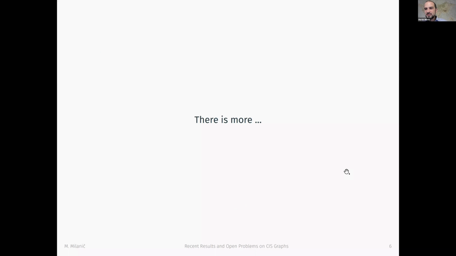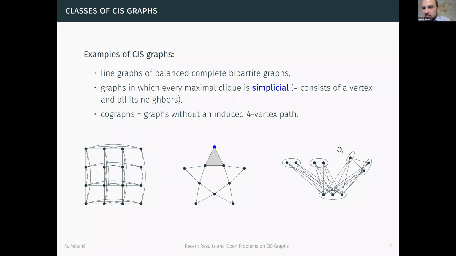Well, there is more than these examples that we've seen. Here are three more structured families of CIS graphs. First, the line graphs of balanced complete bipartite graphs, which are the graphs as the one depicted here. This is the 4x4 example, but this grid could be arbitrarily large. So we have an n by n grid. Every row is a clique, every column is a clique.